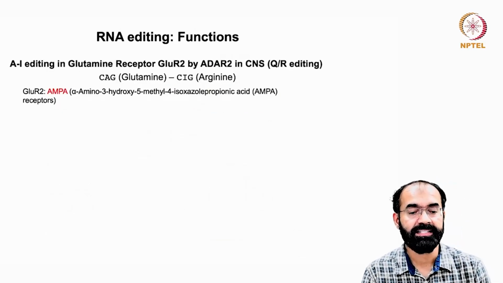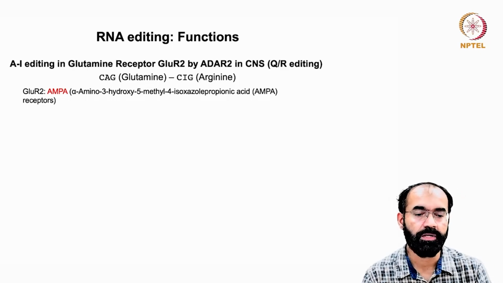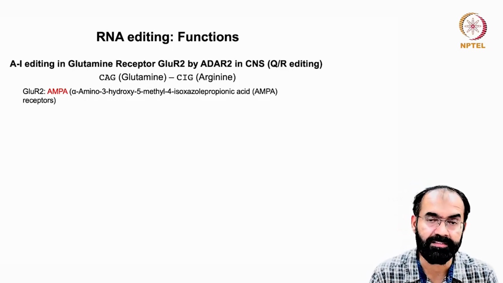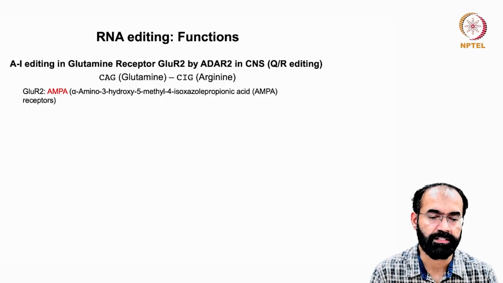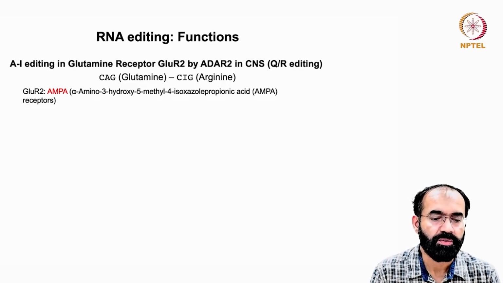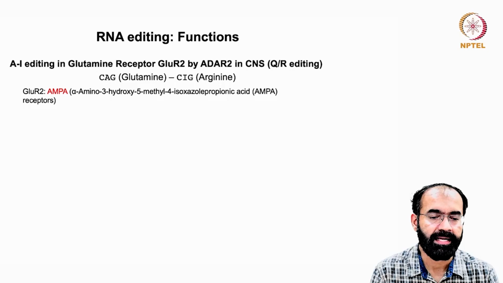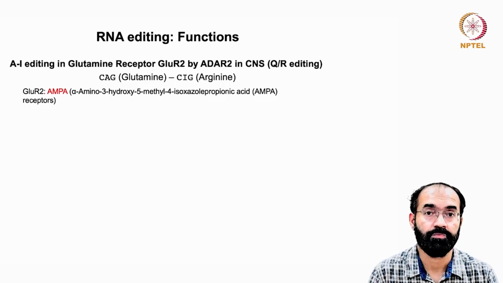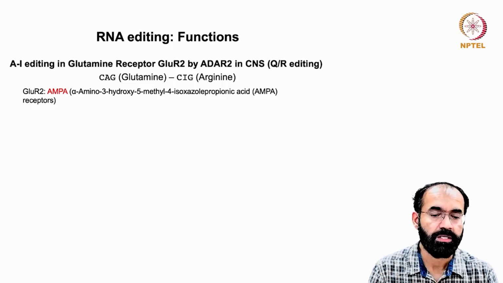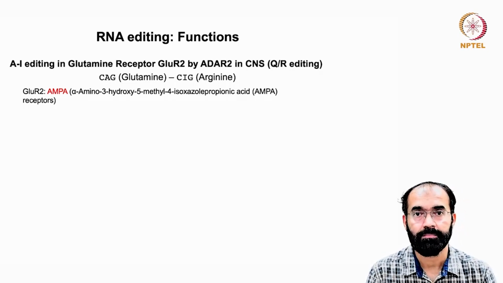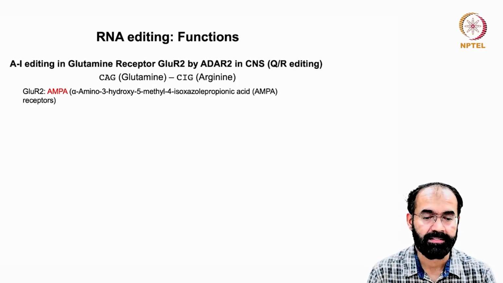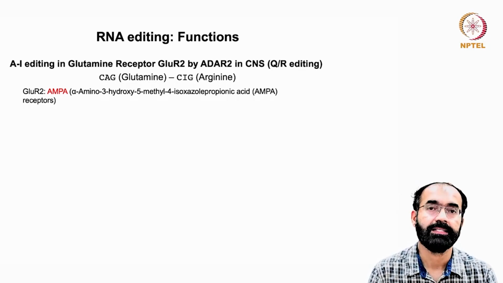And RNA editing functions. We need to know how important RNA editing is. So A to I, we know that adenosine gets deaminated and becomes inosine. This A to I editing in the glutamate receptor is very important. So GluR2, because glutamate is a neurotransmitter and it has to be acted upon by a specific receptor.